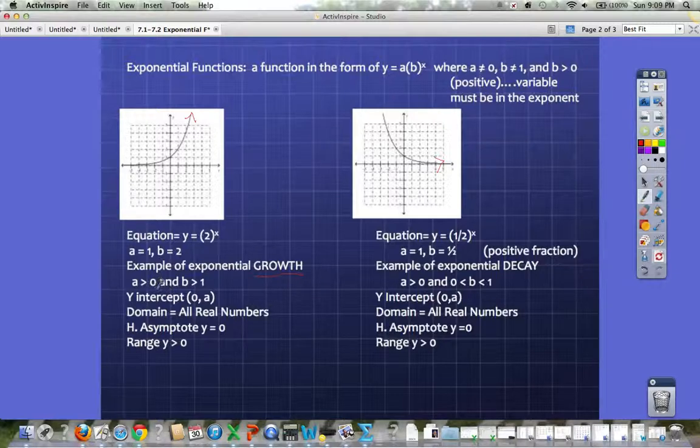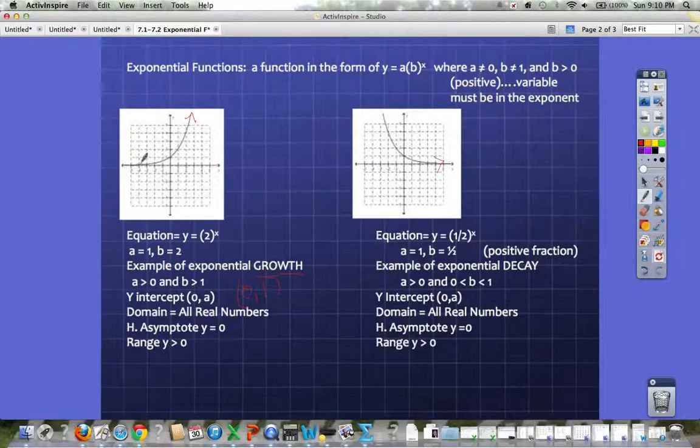And the y-intercept will always be 0, and then the a would be whatever a is. So in this instance, this particular one would be 0, 1, okay, because this graph has a 1 in front of it, so that would be 0, 1. Alright, the domain is going to be all real numbers on any of these exponential functions. Domain is all real. Remember, domain is your x values.